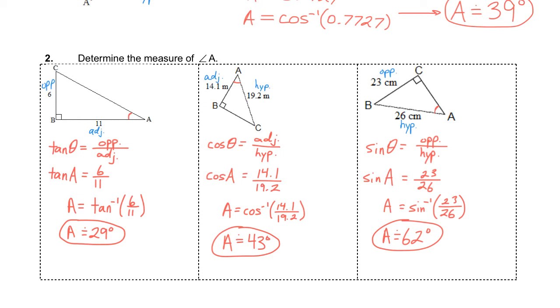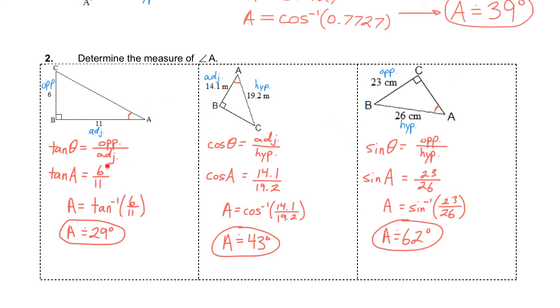For the next one, we're using the adjacent side and the hypotenuse, which means I choose cosine. So the cosine of the angle is 14.1 over 19.2. But remember, since we want the angle, we have to do the inverse cosine of that. So our answer should be 43 degrees. For the last one, we're using opposite and hypotenuse. So I choose sine. The sine ratio is opposite over hypotenuse, or 23 over 26 if we're solving for angle A. And because we're solving for the angle, we have to do the inverse sine. And we end up with about 62 degrees.